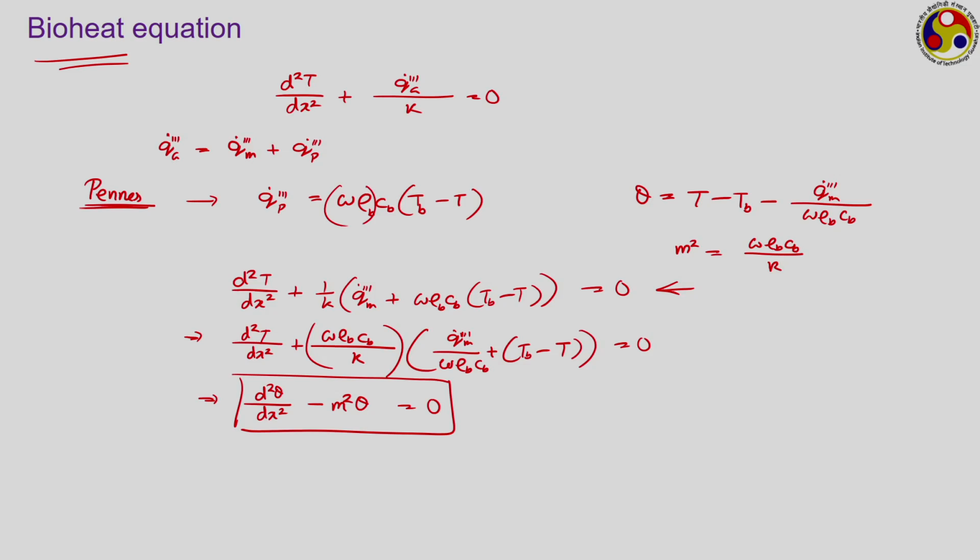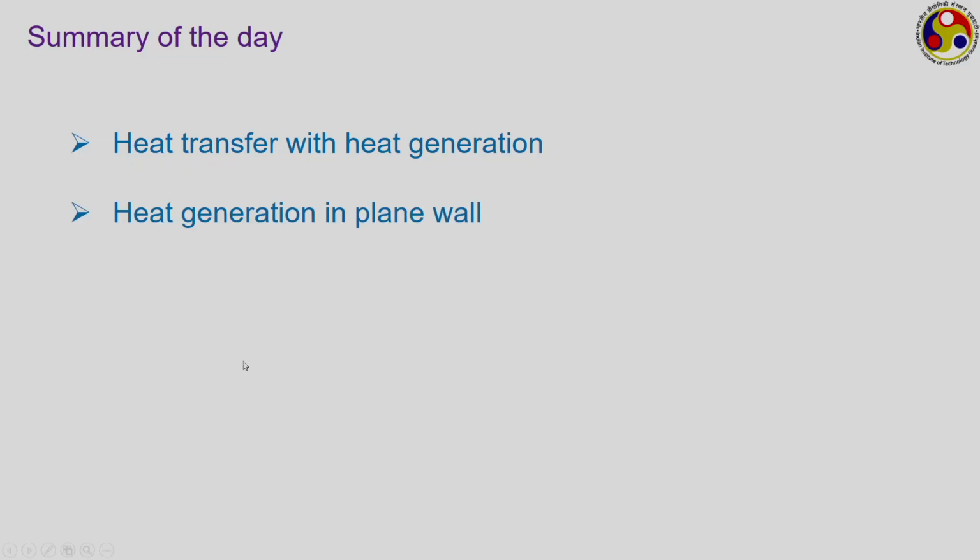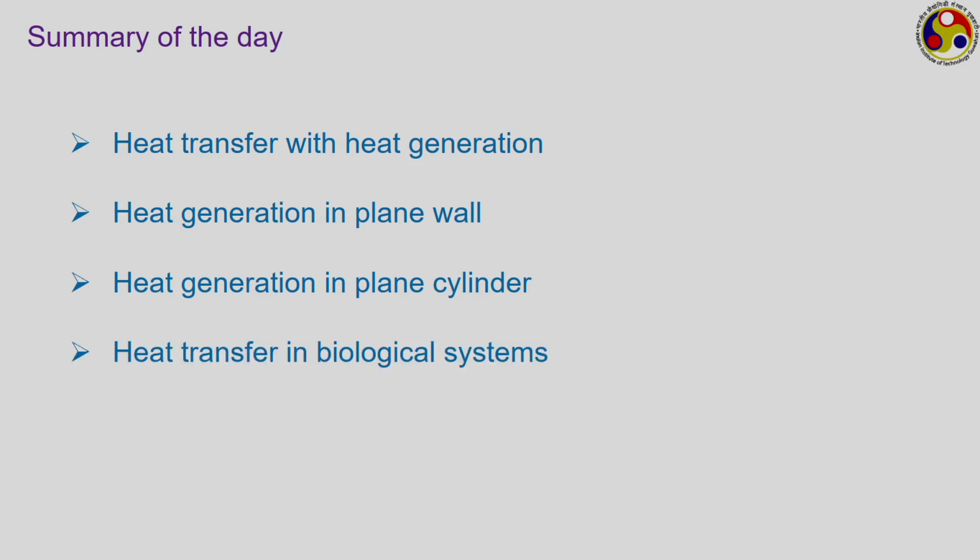But I am not going into the depth of this. If any of you are interested, you can refer to the book by Incropera and DeWitt, the recent versions, where some more information about this is available. So, this is where I shall be stopping today. Today we have talked about heat transfer with heat generation in both the plane wall and the cylinder. Several scenarios have been discussed, like symmetric temperature profile, asymmetric temperature profile, the condition of a symmetrical surface or symmetrical boundary condition, and then we have briefly discussed heat transfer in biological systems.